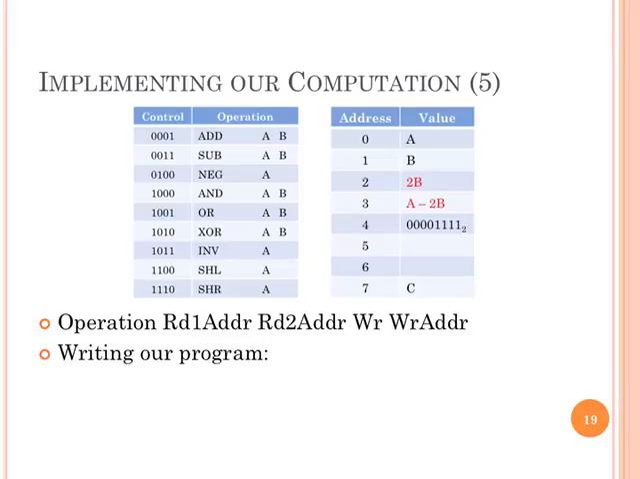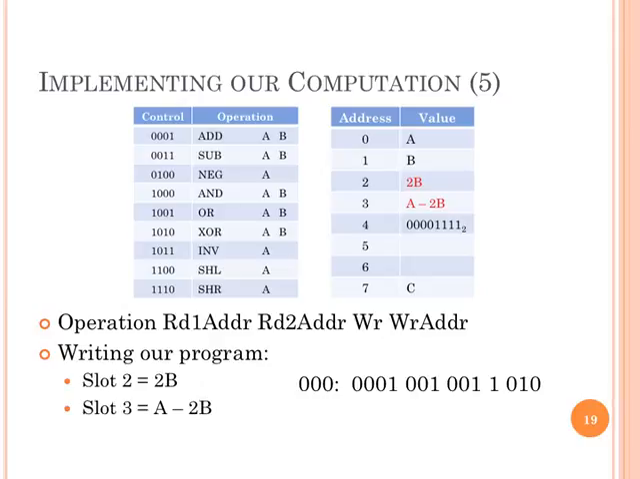Okay, so writing our program. So the first thing to do is to compute 2b. We're adding b to itself, so we have 0001. We have address 1 twice, and we store that into address 2. So yeah, slot 2 will be 2b. So we do something like this. No bugs so far?